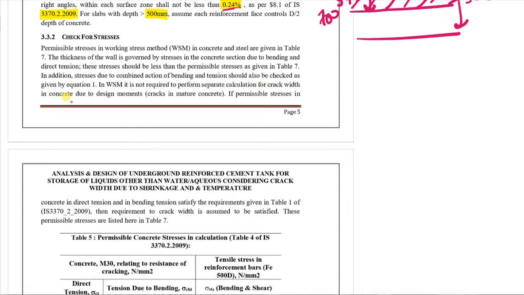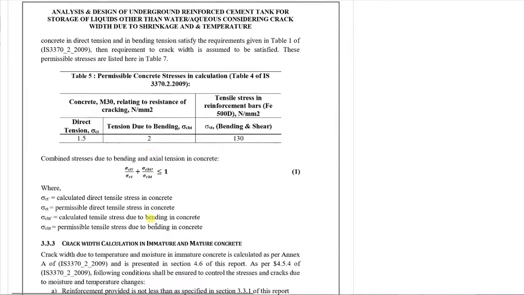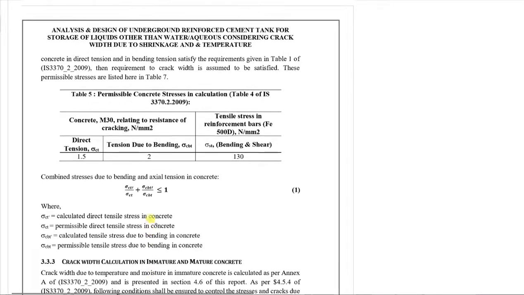In WSM, it is not required to perform a separate calculation for the crack width in concrete due to design moments. If permissible stresses in concrete in direct tension and bending satisfy the requirements given in table 1 of this, then the requirement for crack width is assumed to be satisfied. These permissible stresses are listed in table 7.